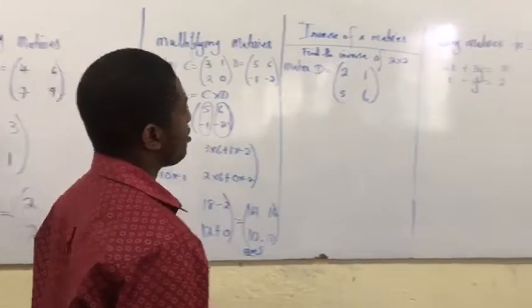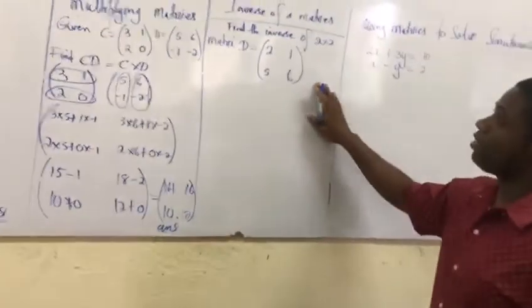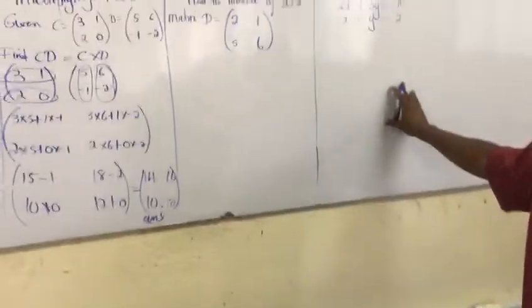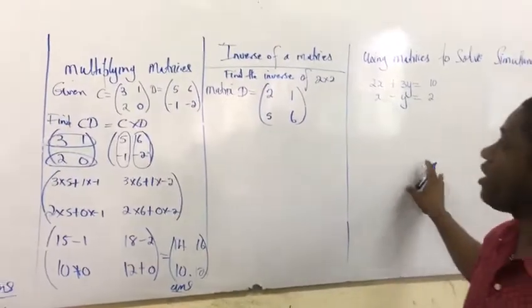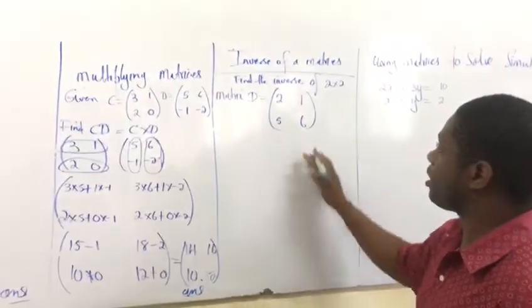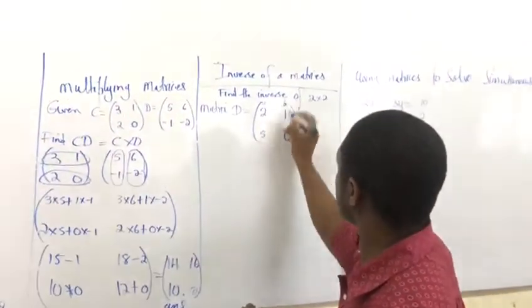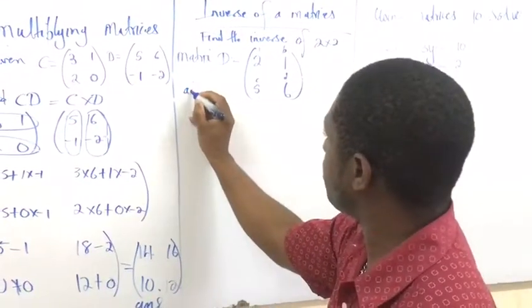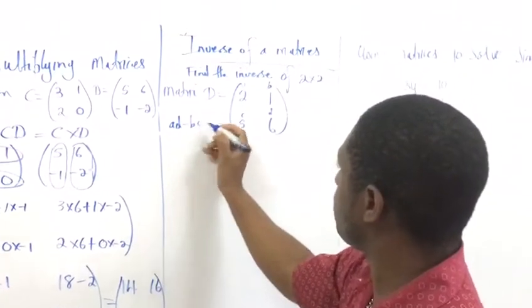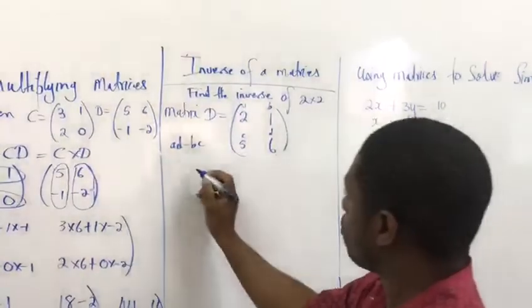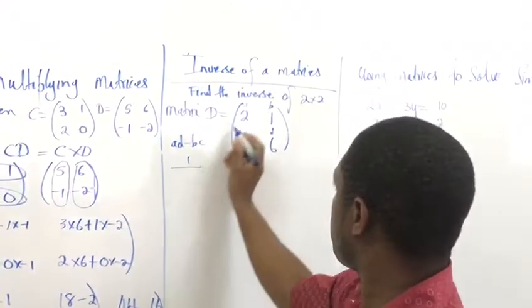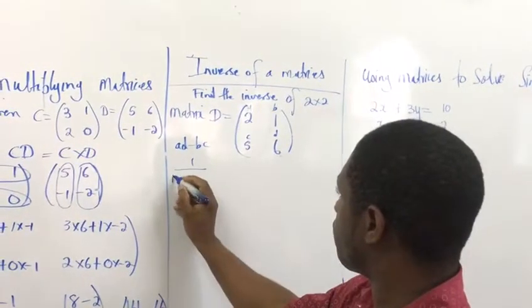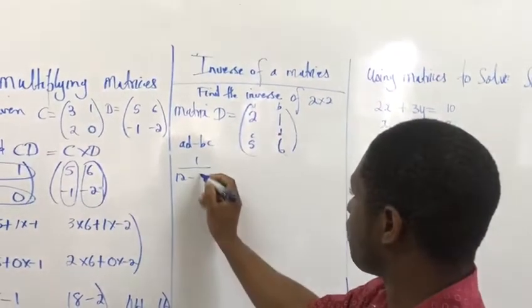Alright, here we're looking at finding the inverse of a 2 by 2 matrix. So the first thing we need to do is to find the determinant. Now the determinant, this is the general formula: A times D minus BC. It's like you're making an X. So it would be 2 times 6 is 12 minus 1 times 5 is 5.